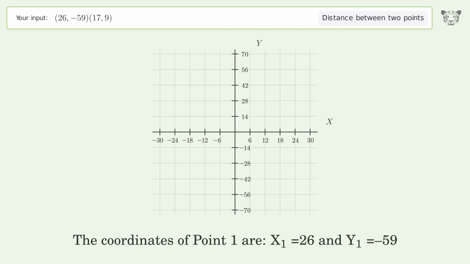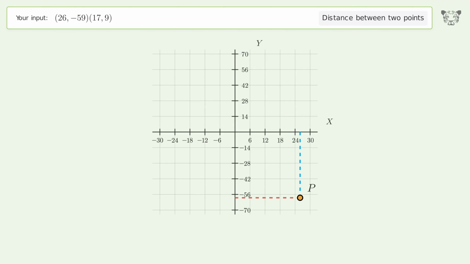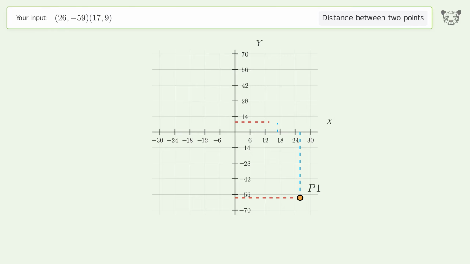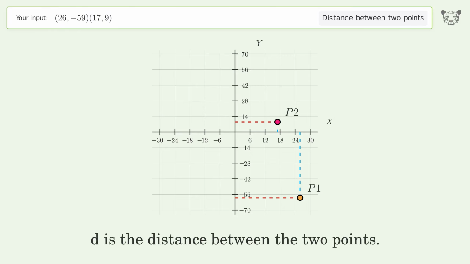The coordinates of point 1 are x1 equals 26 and y1 equals -59. The coordinates of point 2 are x2 equals 17 and y2 equals 9. D is the distance between the 2 points.